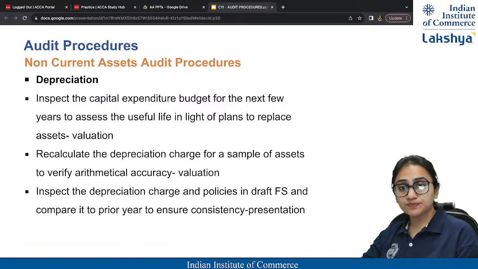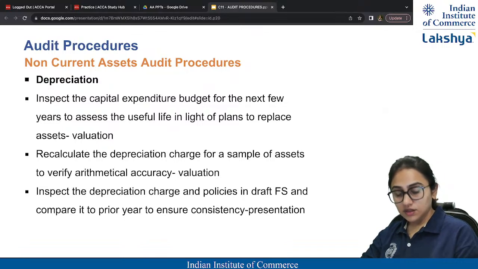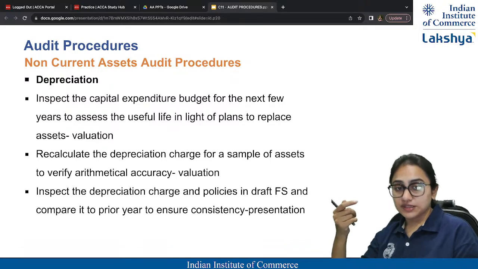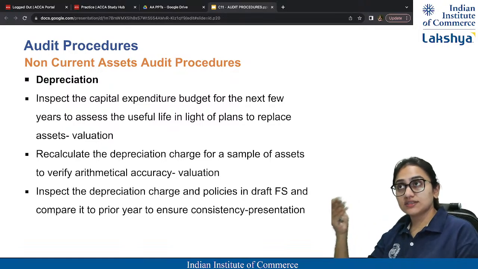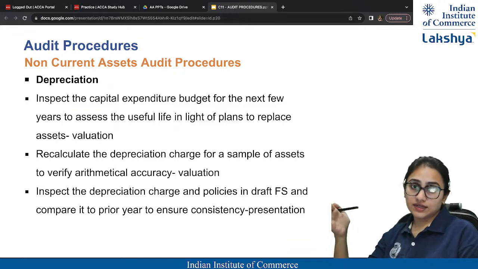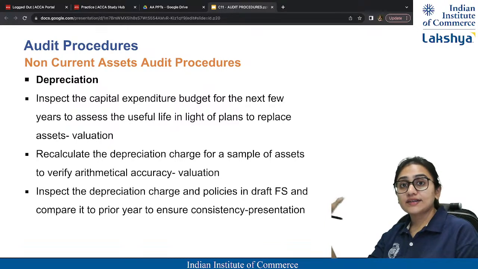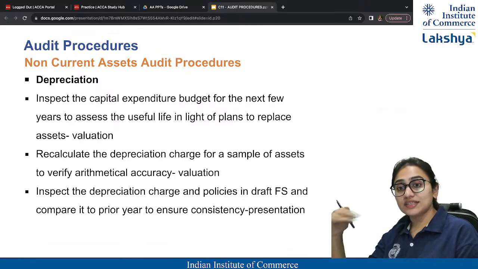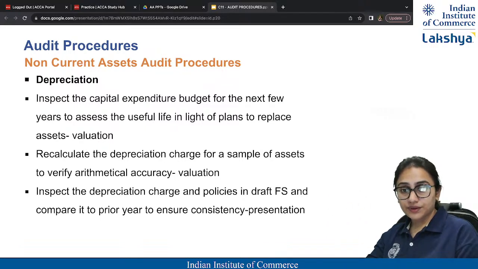Yes, so what you will do? Inspect the capital expenditure budget for the next few years to assess the useful life in light of plans to replace the asset. So every company has a capital expenditure budget that after 3 years I will buy this, after 5 years I will buy this. So you inspect that and see what your plan is to replace the existing asset, when you are planning to buy a new asset. Okay, then recalculate the depreciation charge for a sample of assets to verify arithmetic accuracy.